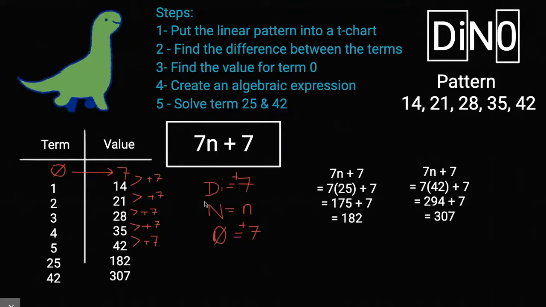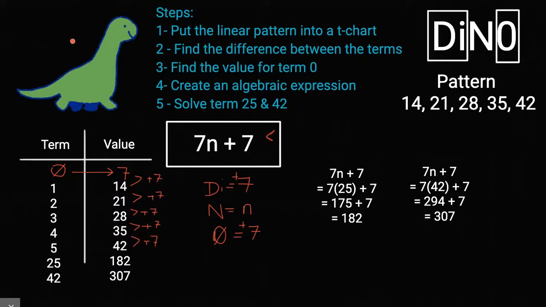Okay, so hopefully you were able to come up with something that looks a little bit similar to my work, or completely similar to my work as well. So hopefully you found that the difference between all the terms was 7. The nth term is just meaning that we're using n as a variable. The 0 term is equal to 7. So we ended up with an algebraic expression that is 7n plus 7.